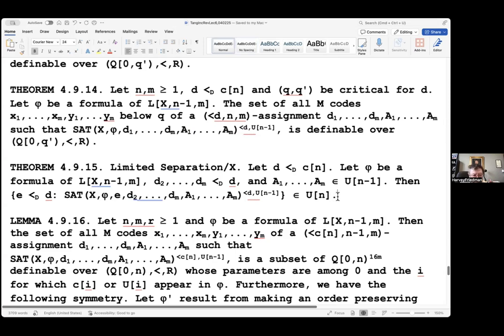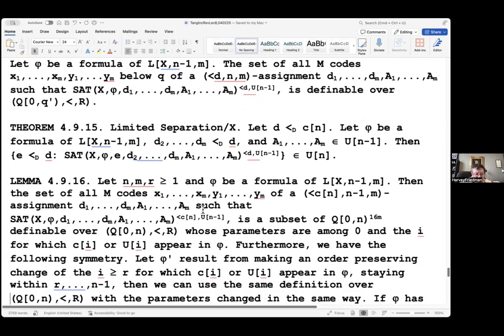Then the set we're looking for is going to be in U of n. See, it's important that if you use parameters below D, first order parameters below D and second order parameters in U of n minus 1, then the set you get defined over X, the new structure, is going to be in U of n. Okay, and that's the kind of separation we want.